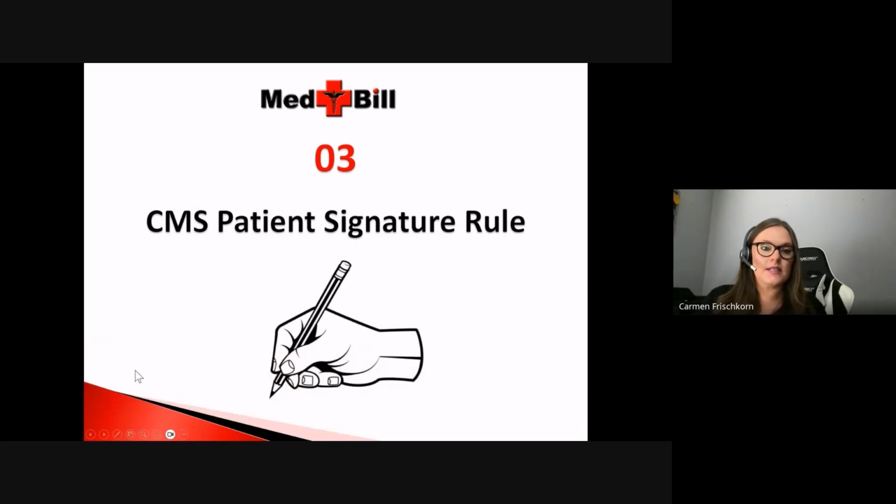So this is the CMS signature rule. This is the Center for Medicare and Medicaid Services. Again, all other insurances do follow suit, so please make sure you're following this on every single run. And you guys know the sections that I'm talking about.